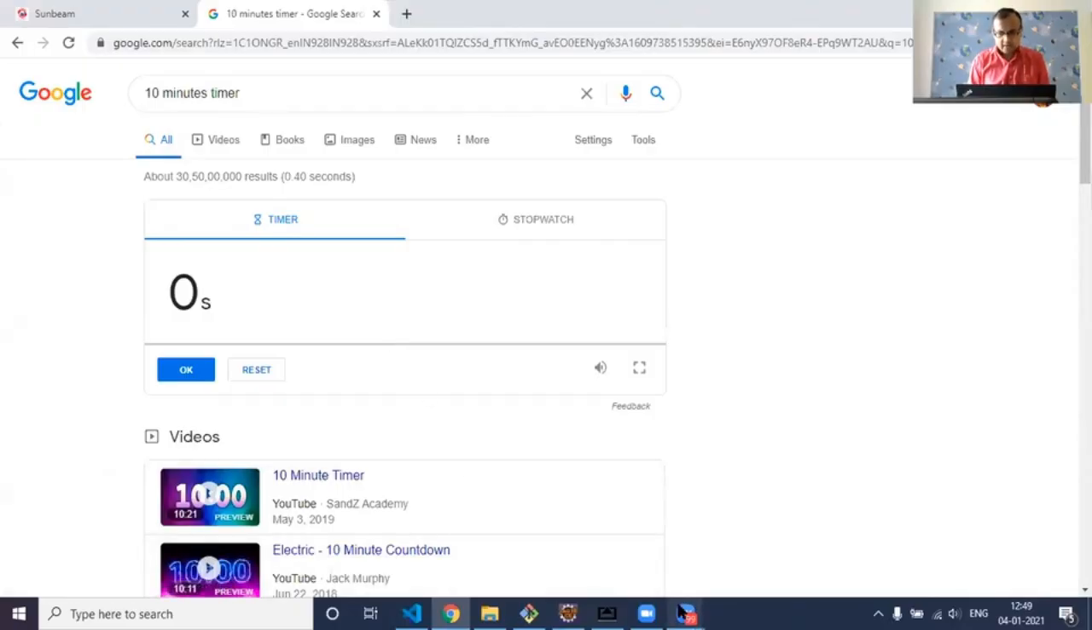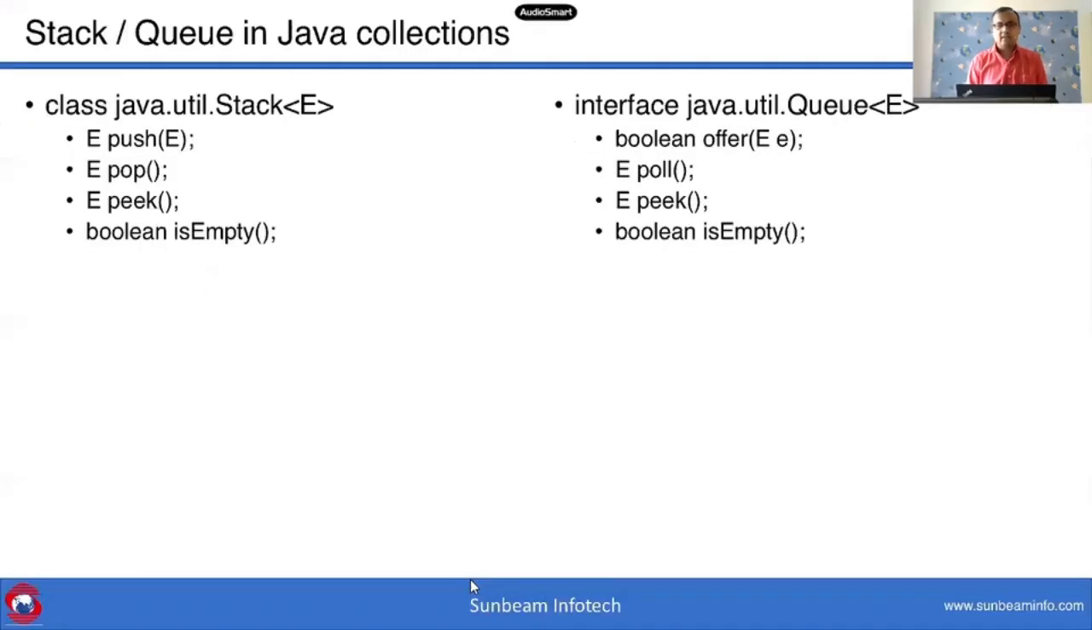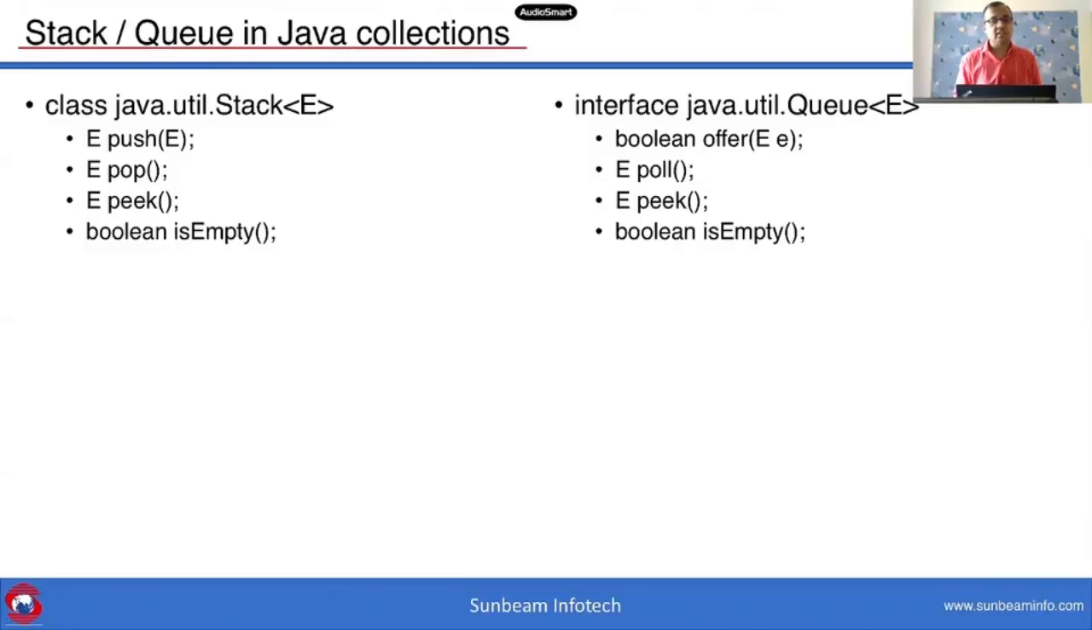So you just go ahead and you find that there is a ready-made queue and stack available in the Java collections. It is built-in available in Java. So the stack and queue in Java collections are built-in, I am very sure you must have already seen that. So there is a stack available.